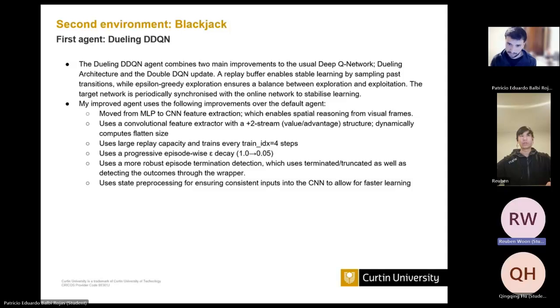My improved agent uses the following improvements over the default agent. We move from an MLP to CNN feature extraction, which enables spatial reasoning from visual frames. We use a convolutional feature extractor with a two-stream value advantage structure, which dynamically computes the flattened size. We use a large replay capacity, which trains every 4 steps. We use progressive episode-wise epsilon decay, which decays from 1.0 to 0.05. We use more robust episode termination detection, which uses terminated or truncated, as well as detecting the outcomes through the wrapper. We use state pre-processing for ensuring consistent inputs into the CNN, which allows for faster learning.